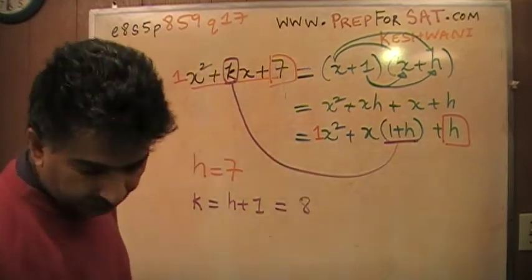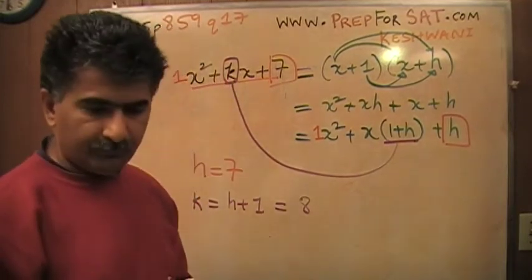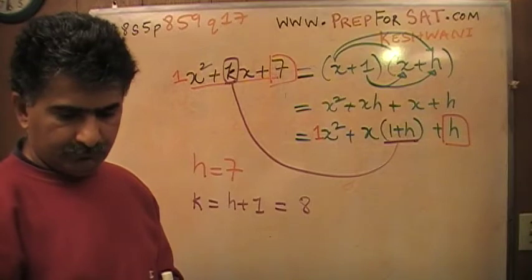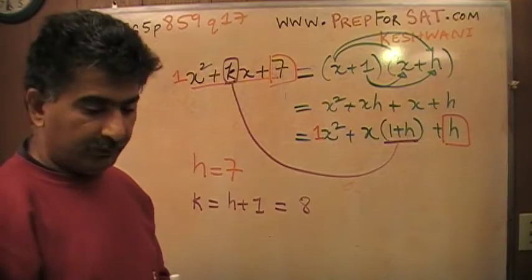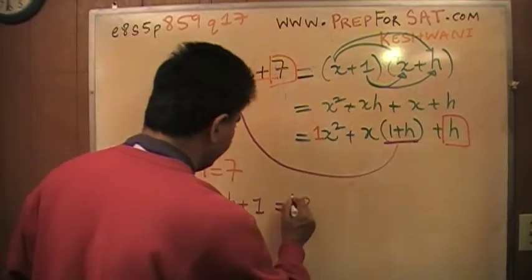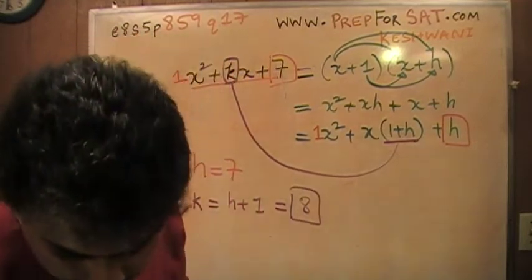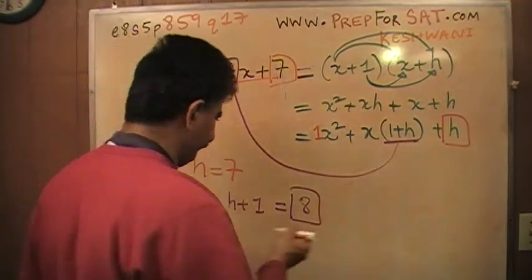What is the question asking? What's the value of k? There you go, we're done. The answer is 8. Answer is D.